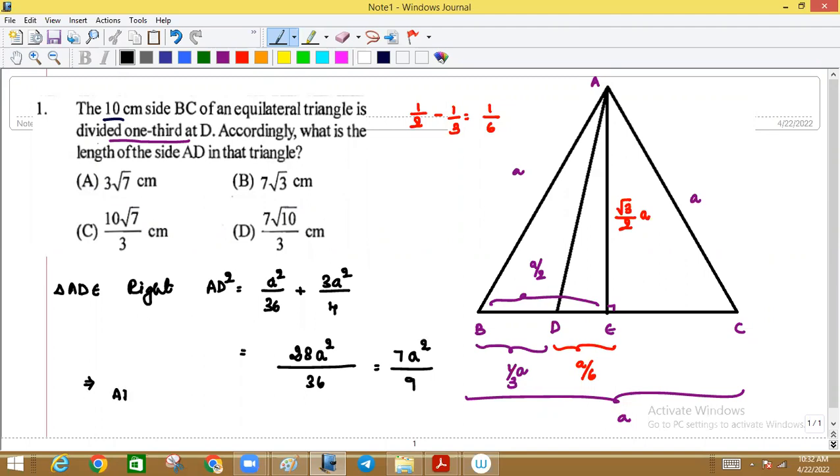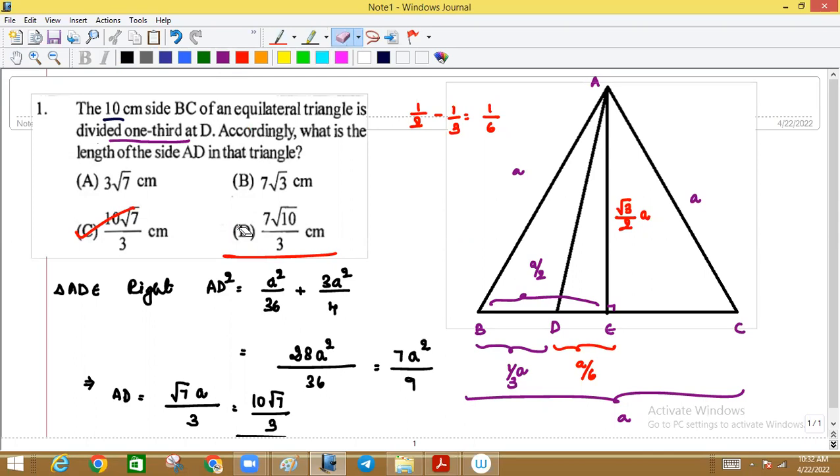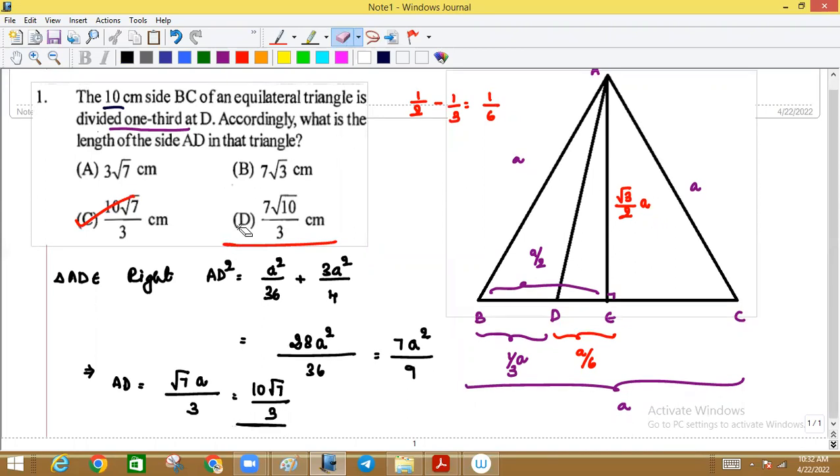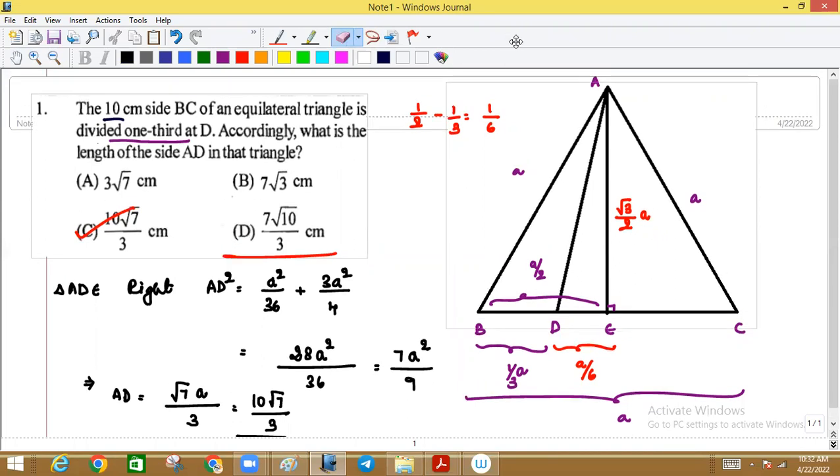Therefore, what is AD? √7 into A by 3. What is A there? 10. So 10√7 by 3. Okay, copy that.